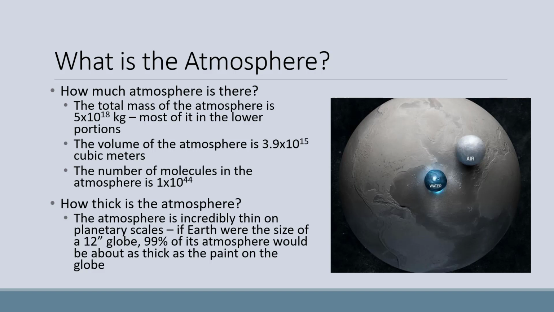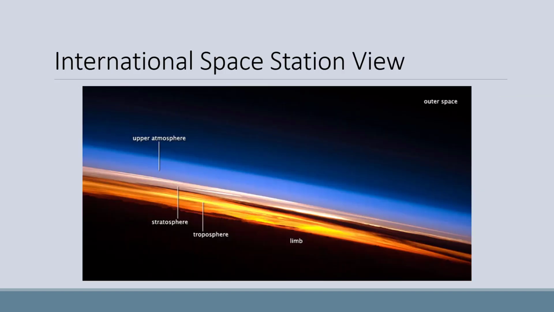But how thick is the atmosphere? The atmosphere is incredibly thin on planetary scales. If Earth were the size of a 12-inch globe, 99% of its atmosphere would be about as thick as the paint on that globe. Here's a really cool image of the different layers of the atmosphere from the International Space Station. You can really see clearly the troposphere versus the stratosphere versus the upper regions of the atmosphere. Then you can clearly see when there is no longer any atmosphere at all in outer space.